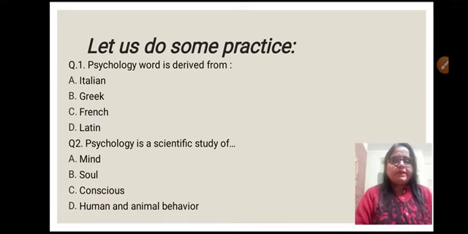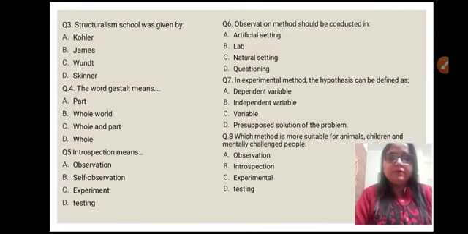So let's do some practice in MCQ form. The word psychology is derived from, yes, the answer is two Greek words. Yes, the answer is Greek. Psychology is a scientific study of human and animal behavior. Then the structuralism school, this is the first school, was given by William Wundt. The word gestalt means whole.